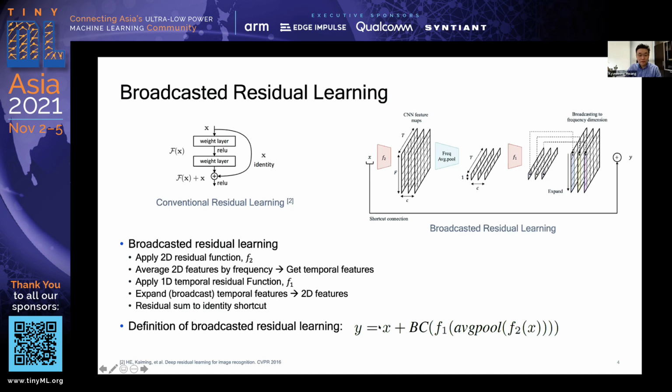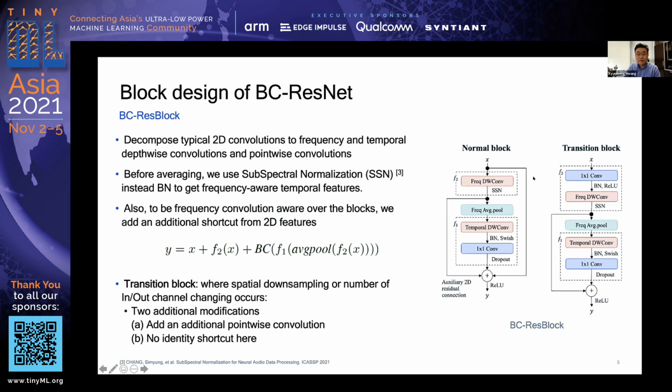In an equation, it can be written like this. The 2D input goes through an overall layer, frequency-wise pooling, and another convolution, and it is broadcasted to 2D and added with the skip connection. So this is the architecture here.